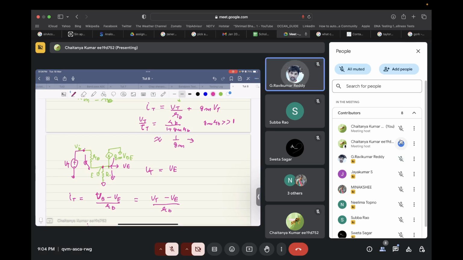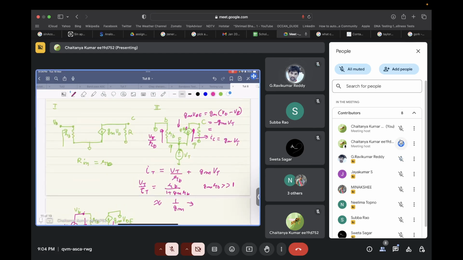Zero. I test will be approximately 0. Why? Because my V test is approximately equal to VE. If my I test is 0, what is my resistance? Infinite.